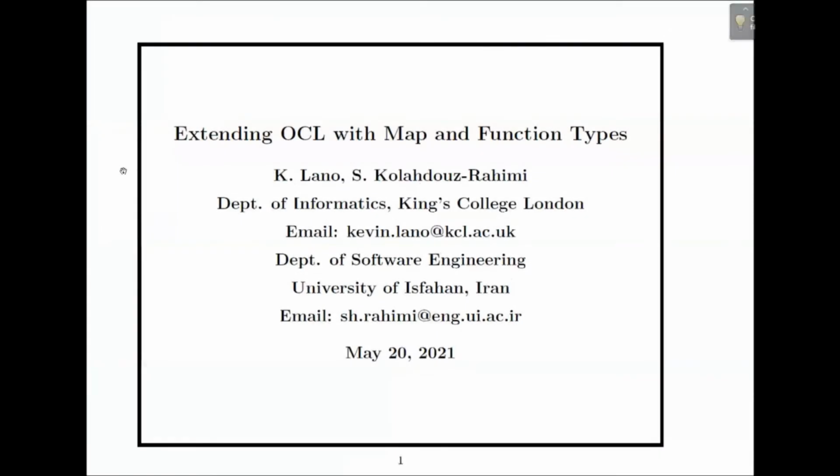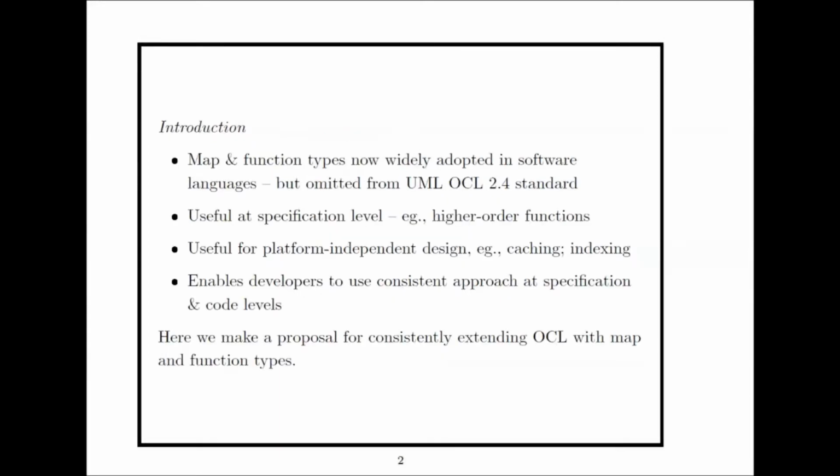Okay. So I'm going to talk about the extensions to the object constraint language. Now, object constraint language is the standard semi-formal or formal language that's used to constrain object-oriented models in the UML standard. It's used also in other ways. It's used in transformation languages, and variant versions of OCL, such as the Epsilon Object Language, are used in other specification languages.